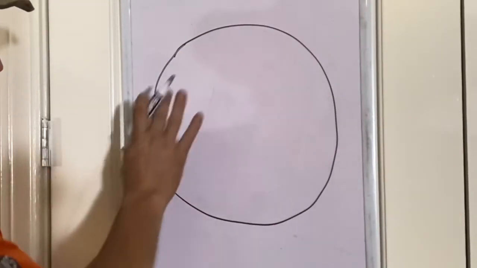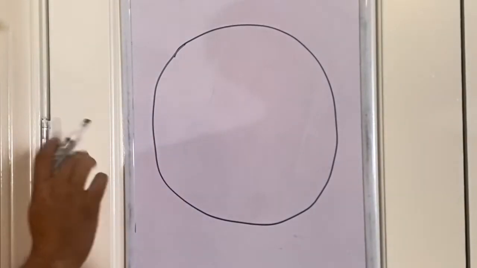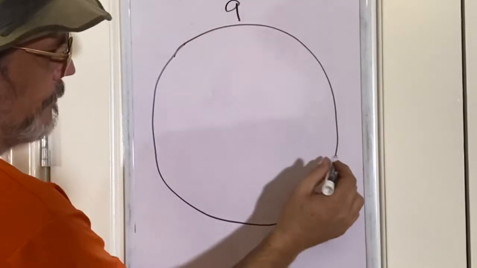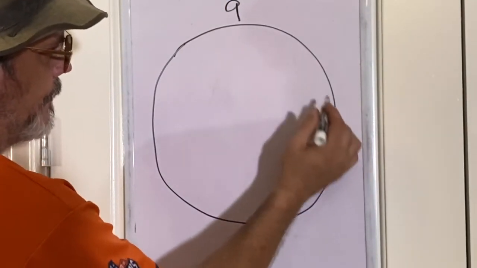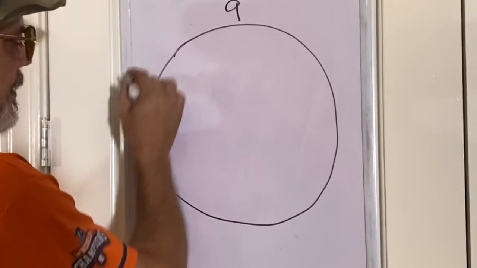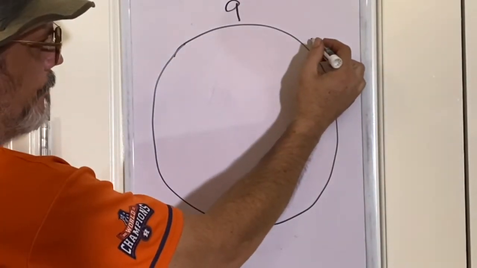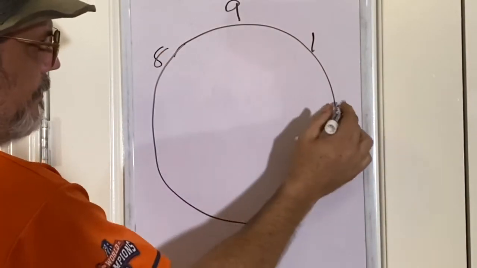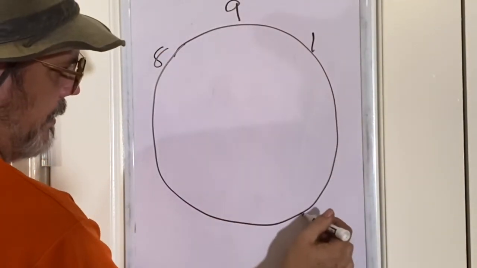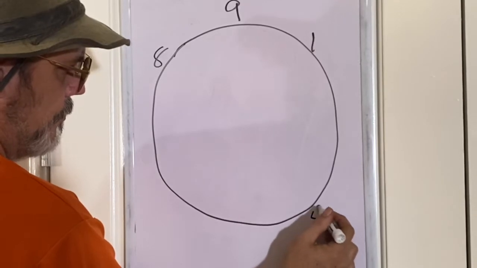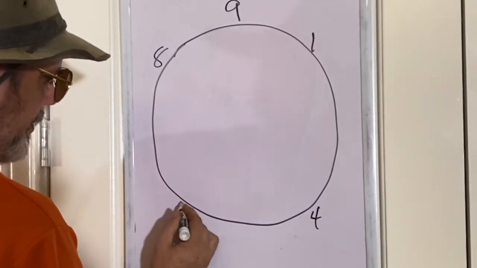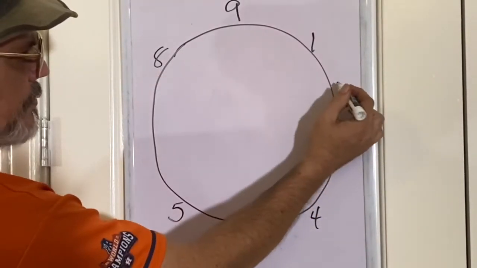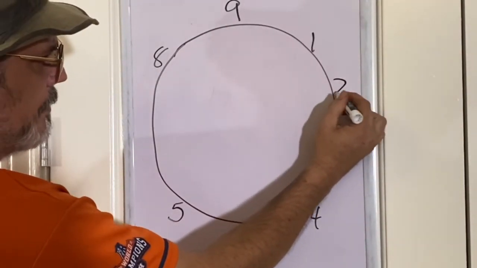Okay, so we're going to start with just a straight circle. Now, at the top is always a 9. Then you have, basically we go around until we hit 9 again. So 1, 8, and then 4. I do it this way because it's real intuitive to want to do it like a clock.